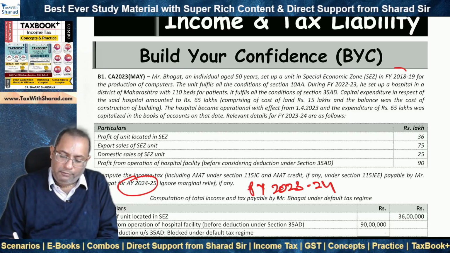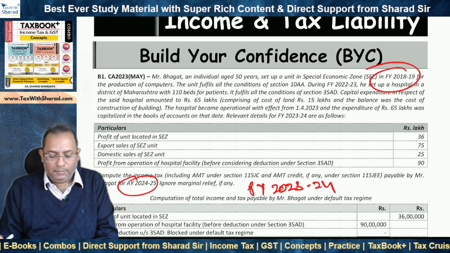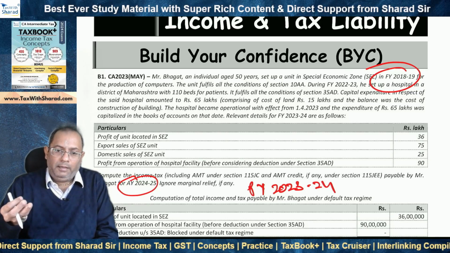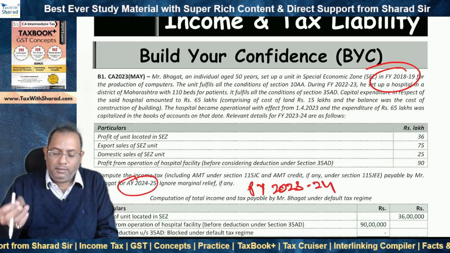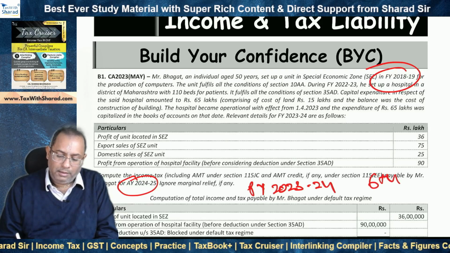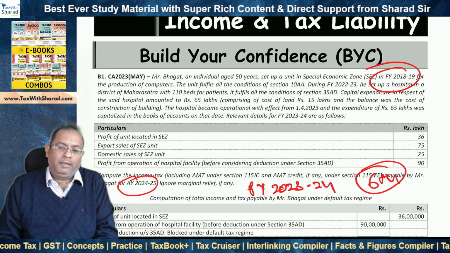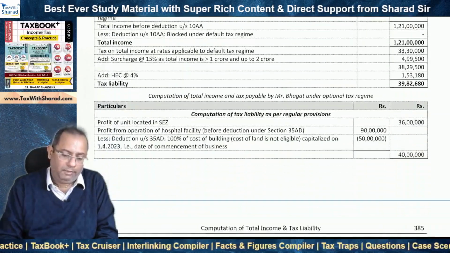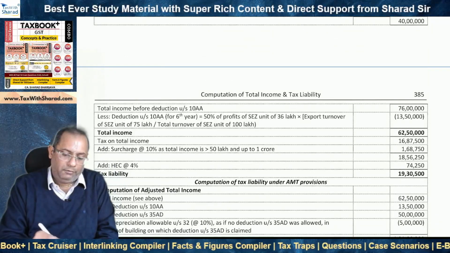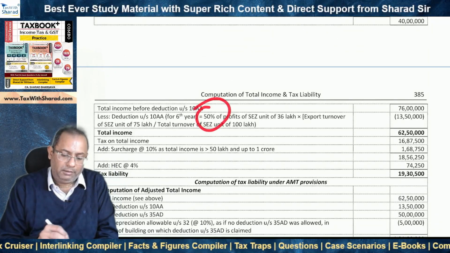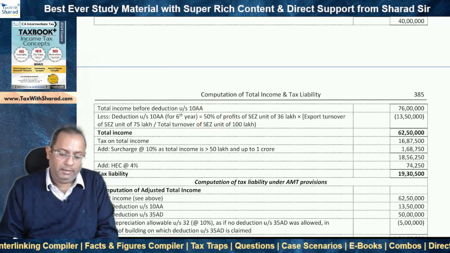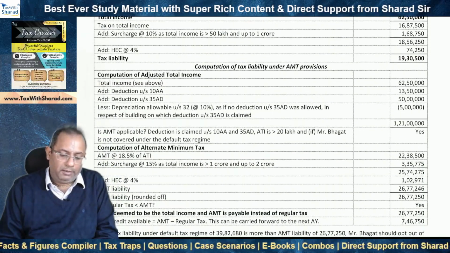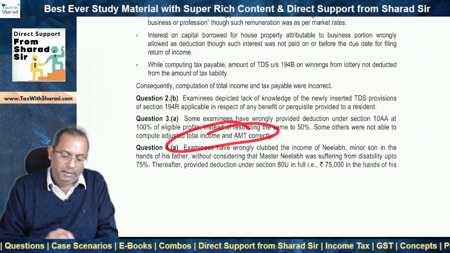And the production began in FY 18-19. So 23-24 is which year? 2018, 18, 19, 20, 21, 22, 23. Sixth year. It is the sixth year. So in the first 5 years, the deduction is to the tune of 100%, but it is the 6th year, so it will be to the tune of 50%. So deduction was supposed to be provided at 50%, but the mistake which students committed was to provide it at 100%. And some of the students also computed the adjusted total income and AMT incorrectly.